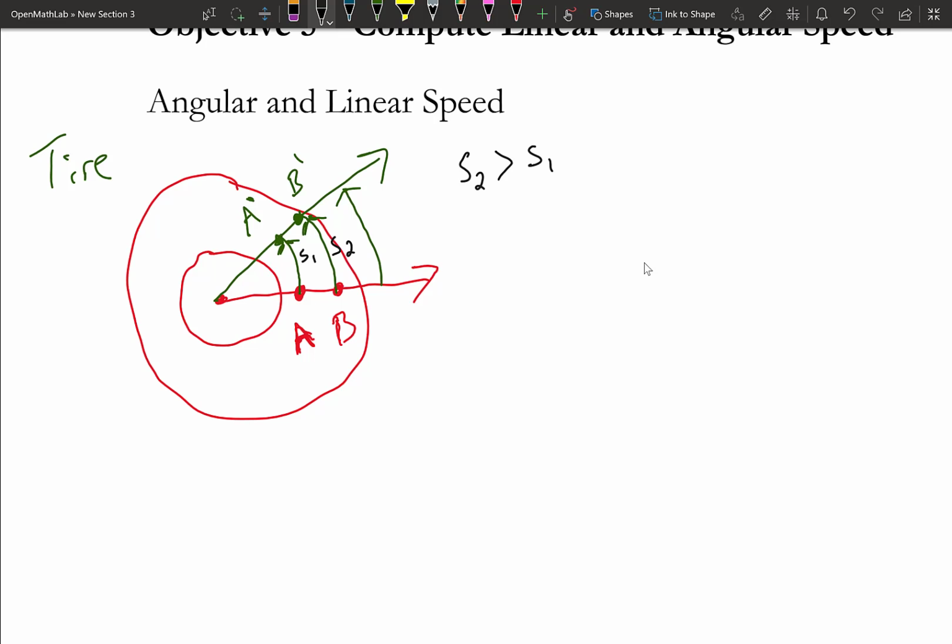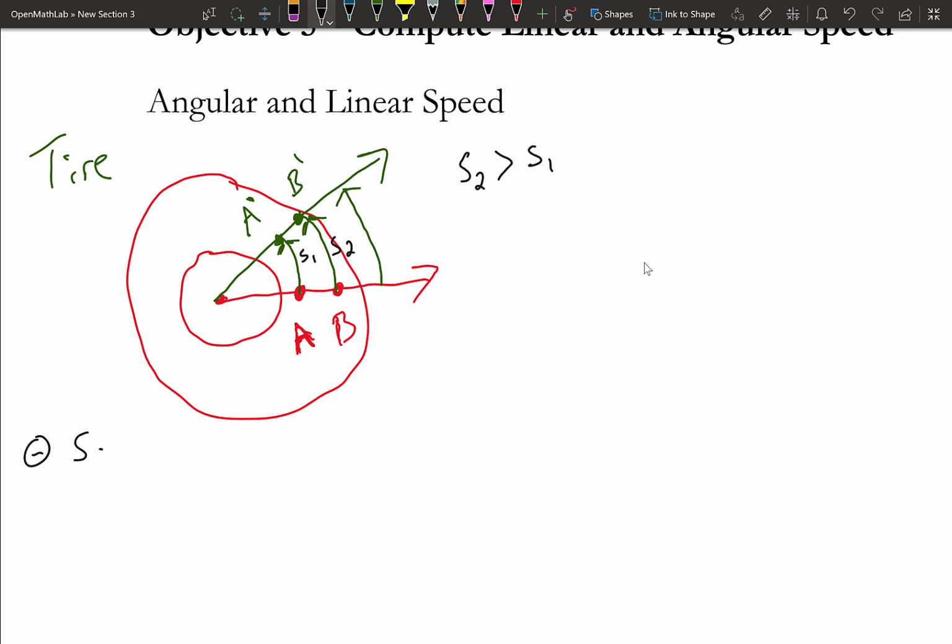So angular speed is essentially how many radians did you go in, you know, 5 seconds or so forth, right? So in this case, the angular speed would be the same for both A and B. But we would have what we call different linear speeds. So the linear speed would be the distance the point traveled, right? Like S1 and S2, given a certain amount of time, right? So let me write a few things down here.